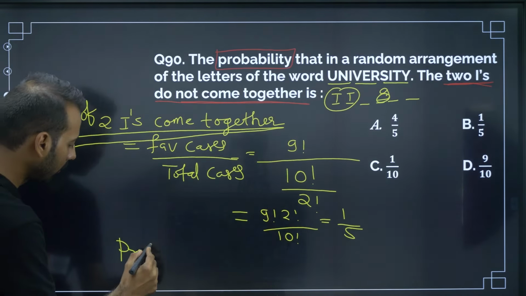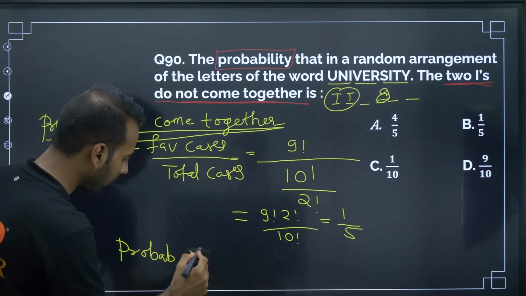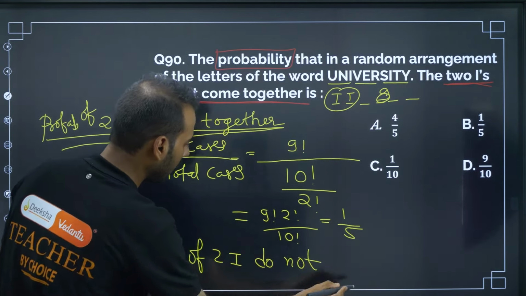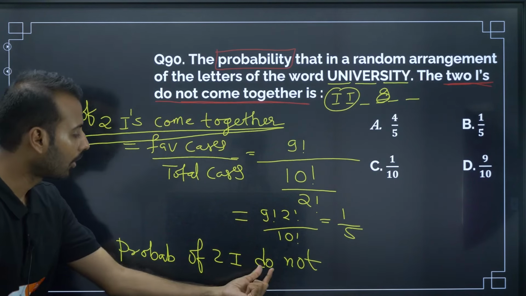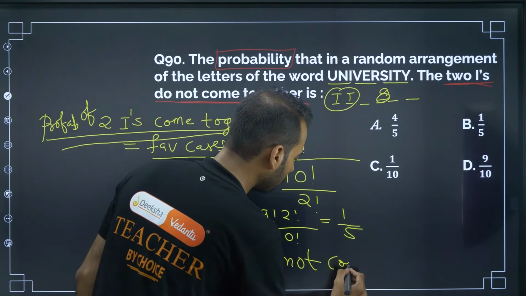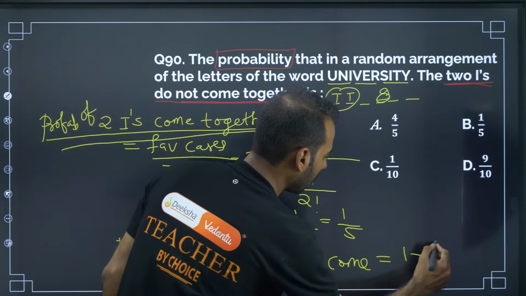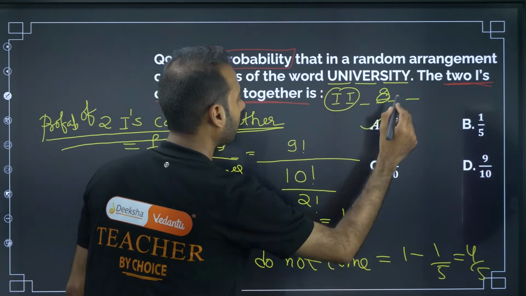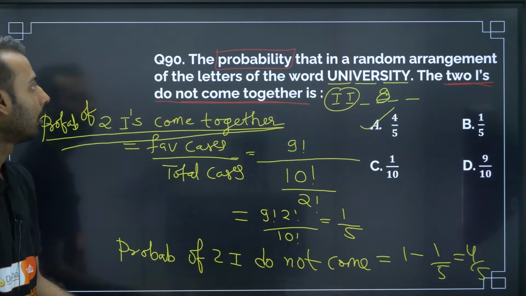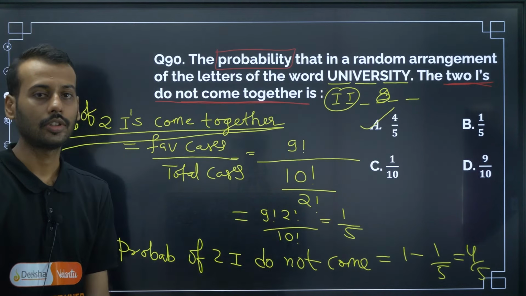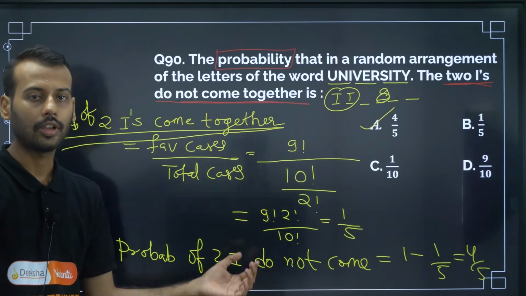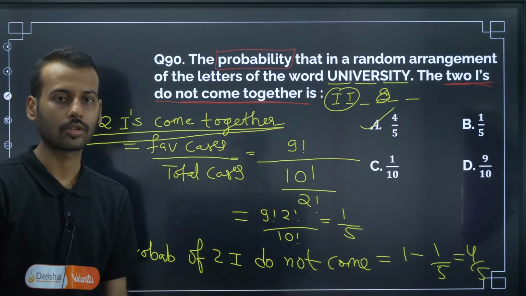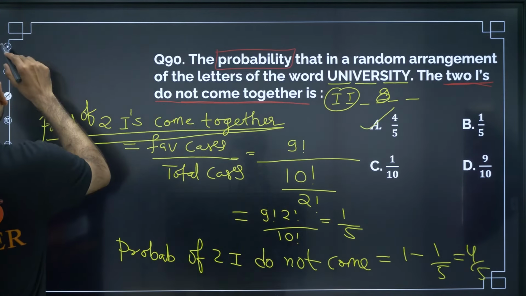Probability of two i's not coming together is equal to 1 minus 1 by 5, which is equal to 4 by 5. Is there any option like 4 by 5? Yes, A is the answer for this. So the answer for this question is A. Easy question, again a basic knowledge question, and not very time consuming either. Moving on to the next question.